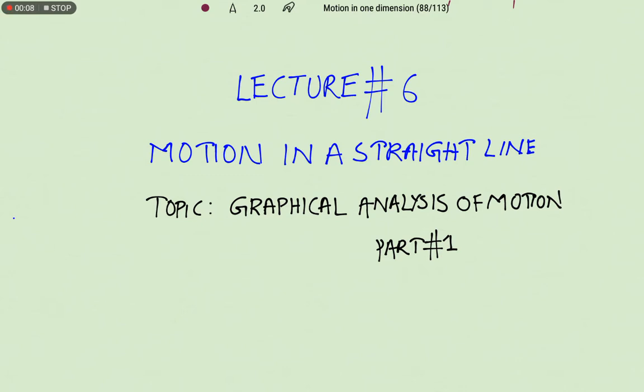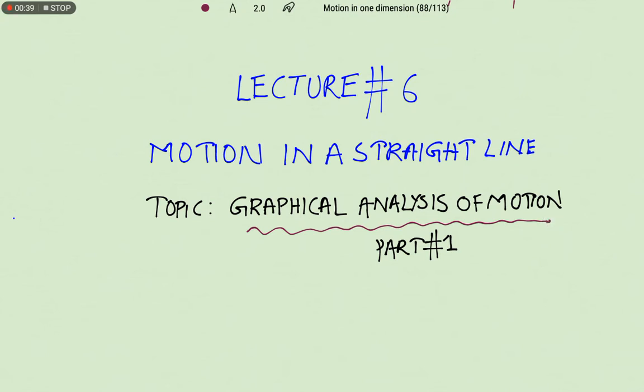So in this lecture we are going to deal with graphical analysis of motion. Sir, what is the meaning of this? In the last lectures we analyzed the motion of an object in the form of equations, the dependence of velocity and time, acceleration and time, position and time. In this lecture we are going to deal with the motion of objects in graphical representation.